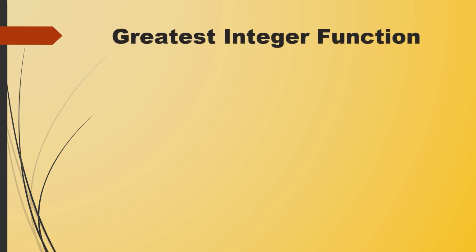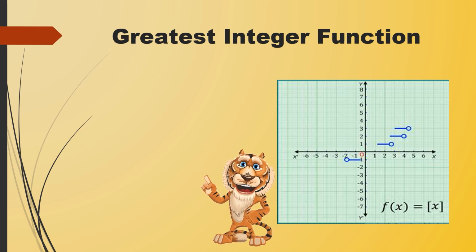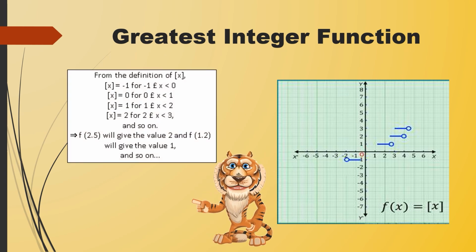Greatest integer function. A function f defined by f(x) is equal to the greatest integer of x assumes the value of the greatest integer less than or equal to x. f(2.5) will give the value 2 and f(1.2) will give the value 1, whereas f(minus 1.2) will give the value minus 2.